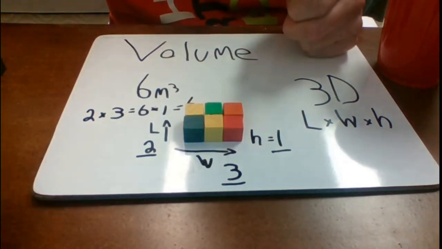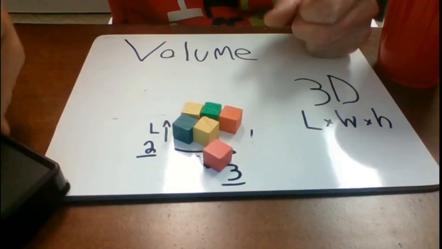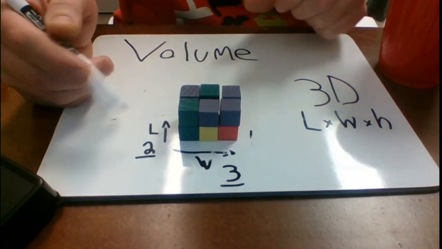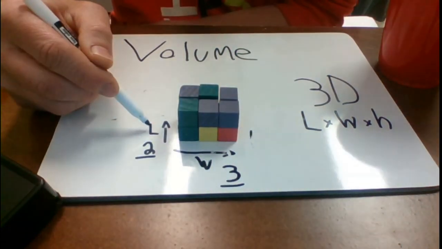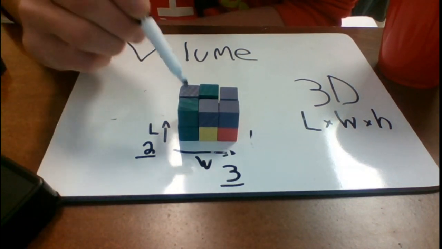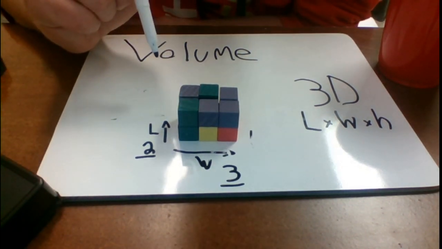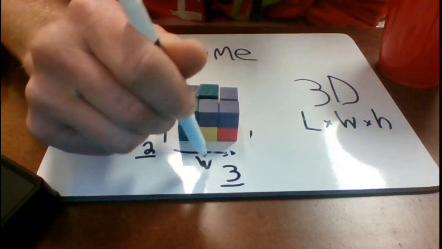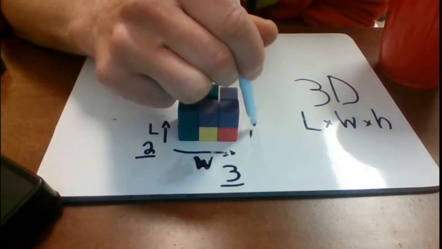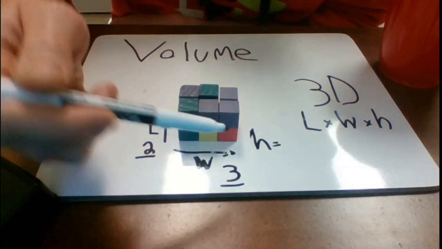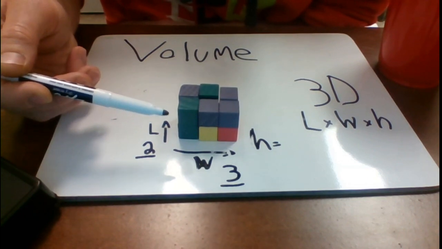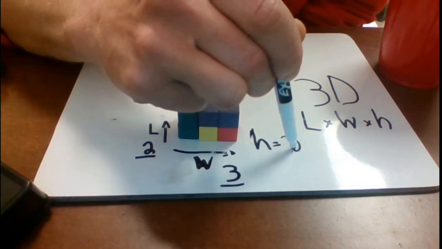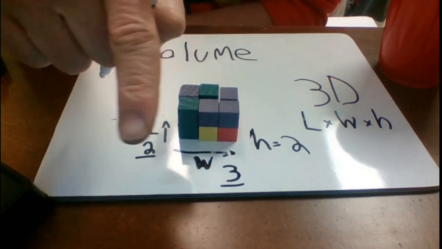What if we add another layer? There we go. Well, let's think about this. Our length stays the same. It's still 2 cubes long. It's still 3 cubes in width. But what about height now? Well, we can count. We have 2 cubes high. Our height is now 2 cubes, not 1.